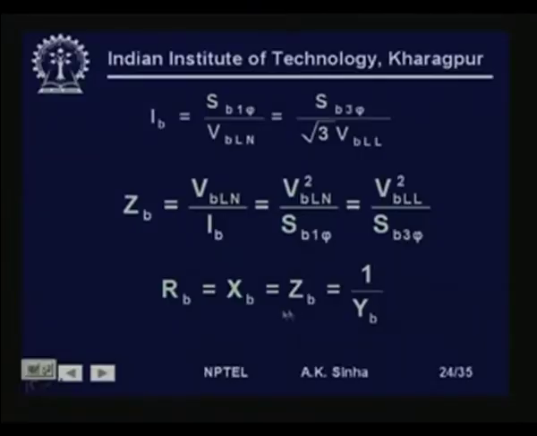Again, Z base is the same as the base for resistance, reactance or the impedance, and if we take the reciprocal of it, we get the base value for the admittance.